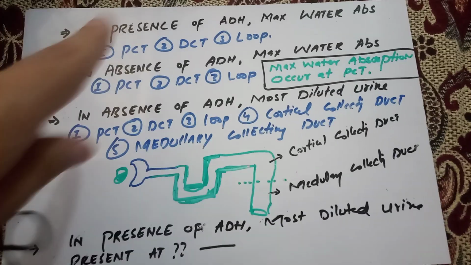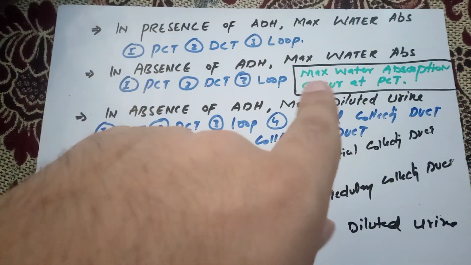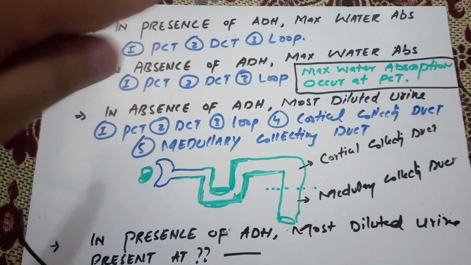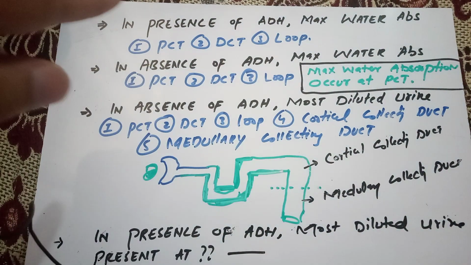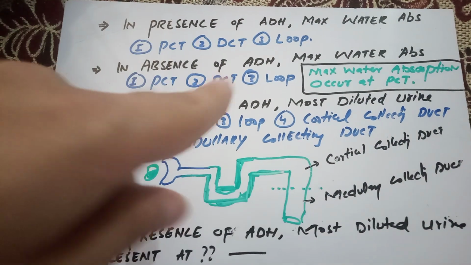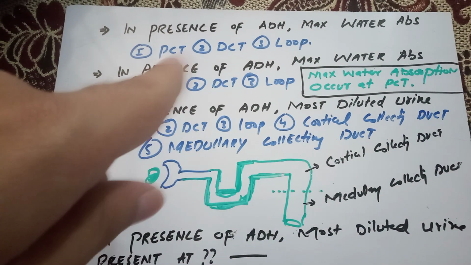So there is another scenario: in the presence of ADH, maximum water absorption will occur; in the absence of ADH, maximum water absorption will occur. The answer to all these three MCQs is the proximal convoluted tubule, because irrespective of ADH, maximum water absorption occurs in the proximal convoluted tubule. That is, 2/3 is absorbed in the proximal convoluted tubule.